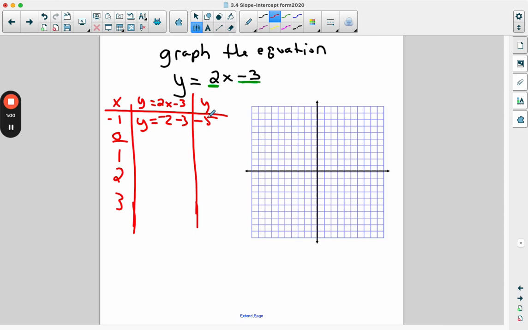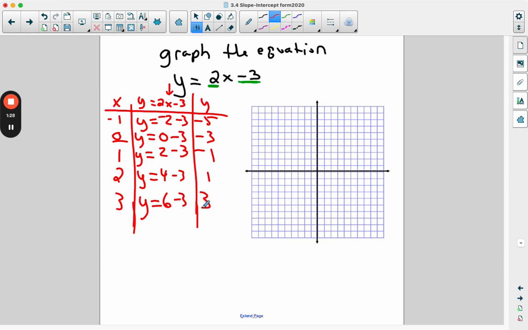Then we plug in 0, we get y equals 2 times 0 is 0, minus 3 is -3. We plug in 1, we get y equals 2 times 1, which is 2, minus 3 is -1. And if we plug in 2, we get y equals 2 times 2, which is 4, 4 minus 3 is 1. And let's plug in 3 since we've got it up there. 2 times 3 is 6, 6 minus 3 is 3.